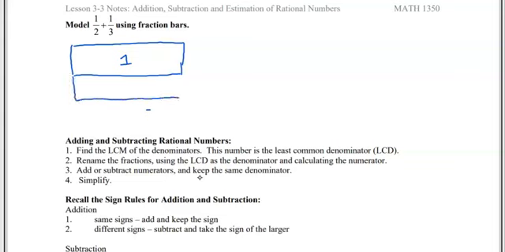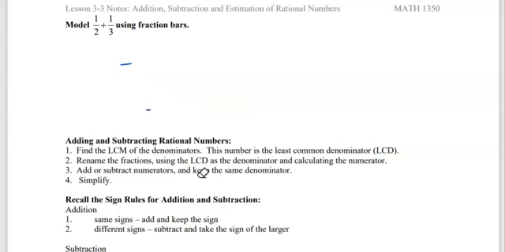I think I got this too big, so let me move this up and make this a little bit smaller so I can fit everything I need to. Okay, here we have one whole. So this is one whole. And then here I'm going to have the same size whole, and that's the key.